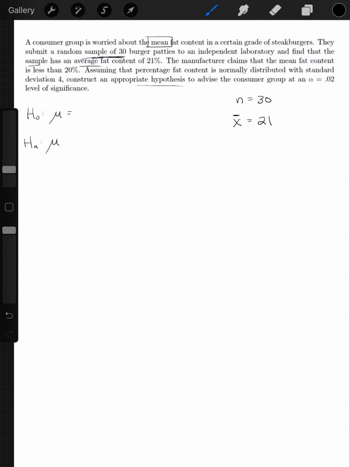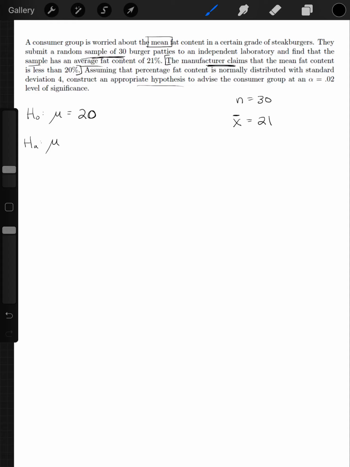Now here we have something tricky, right? Because again, we have a manufacturer's claim about something. But that manufacturer's claim is not an equal to sign, right? So this is one of the cases where in certain fields we might actually include a null hypothesis with a less than or equal to. But for here, this sentence is sneakily giving us both the null hypothesis and the alternative hypothesis in one, right? So the manufacturer's claim should tell us the null hypothesis.